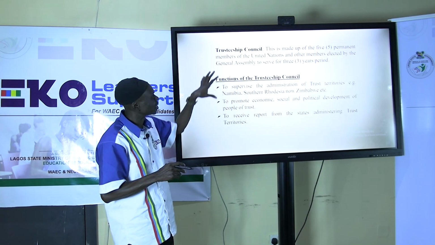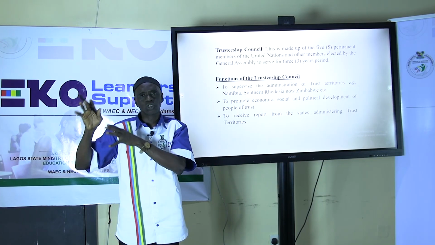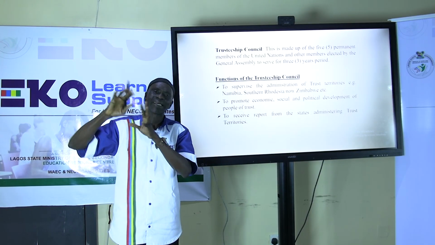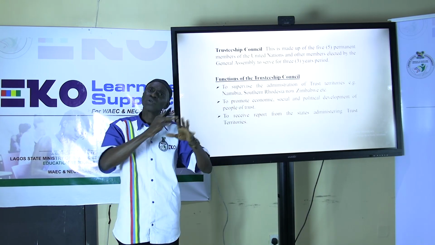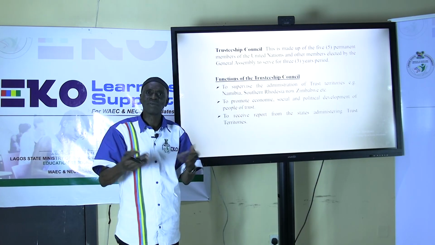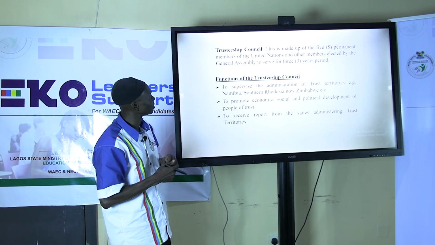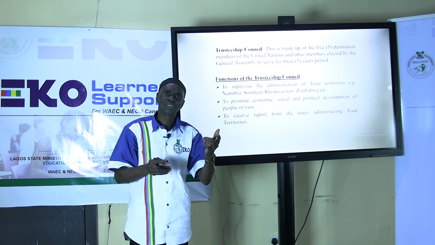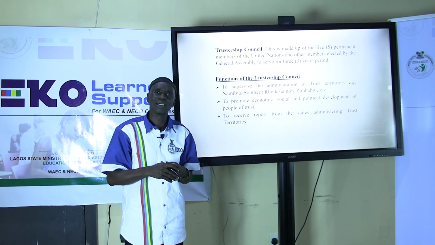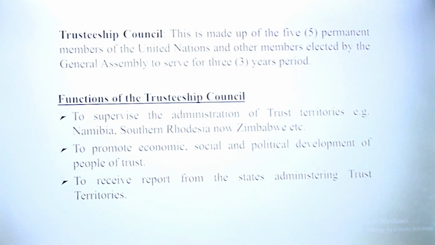So the council was created to monitor the activities of the people that were given the mandate to work and make sure these territories were not colonized again until when they give them independence. It is made up of 5 permanent members of the UNO: Britain, France, China, Russia, and the USA. Then they were elected to serve for 3 years period.